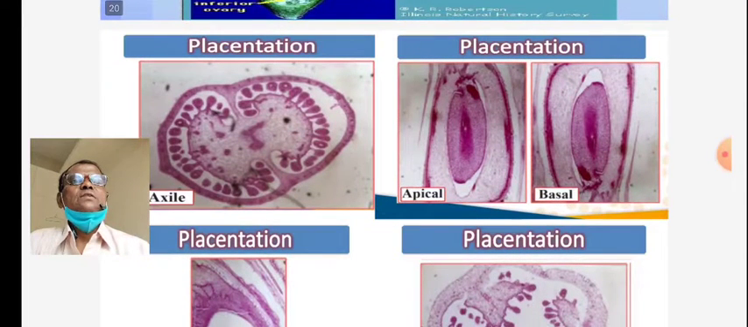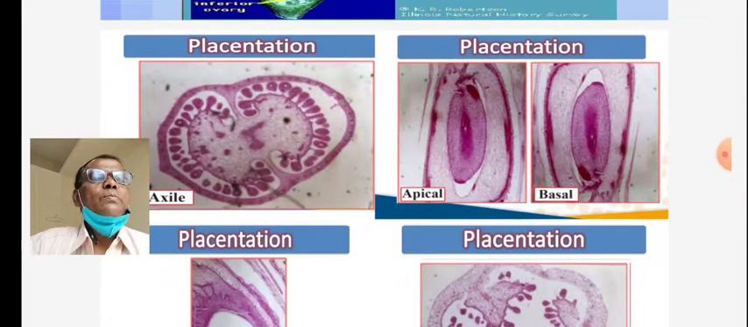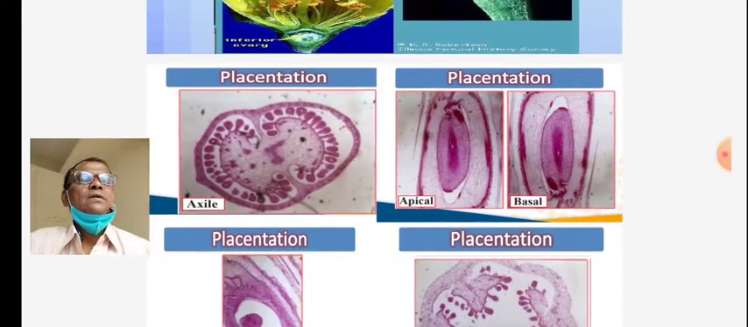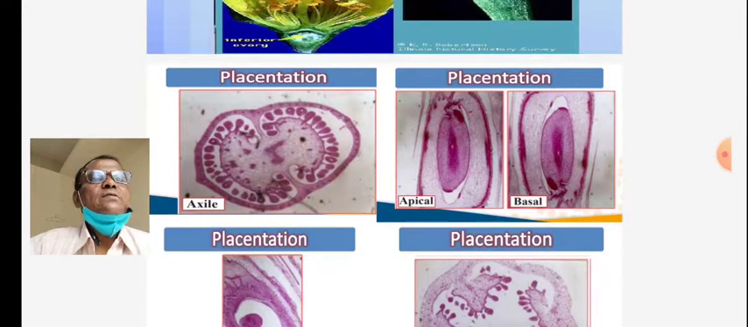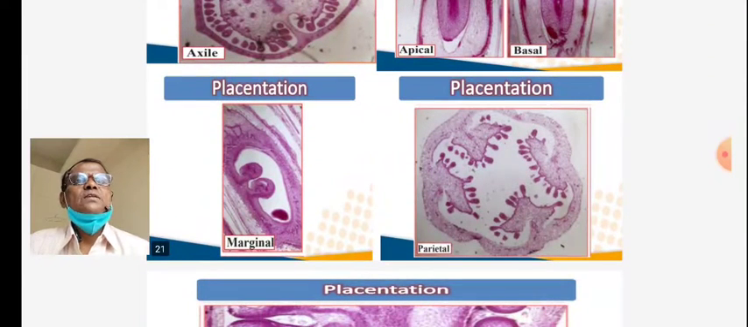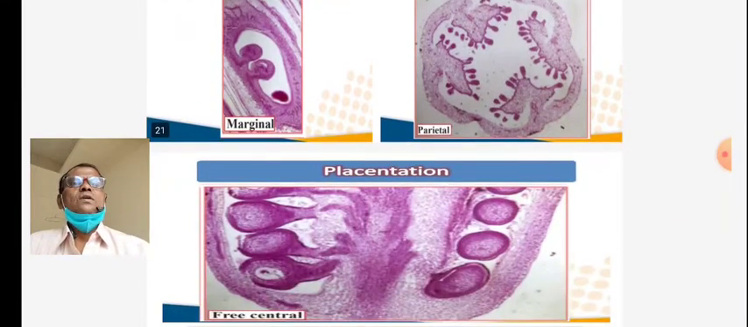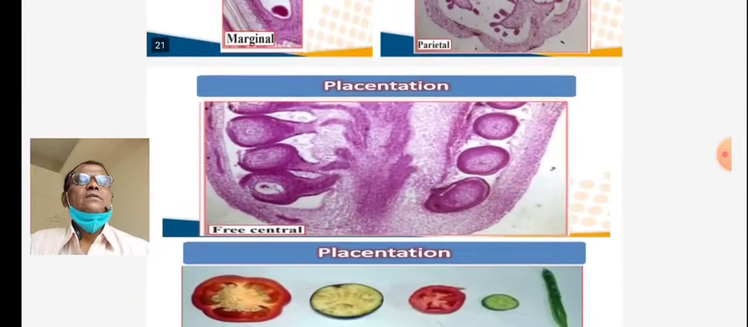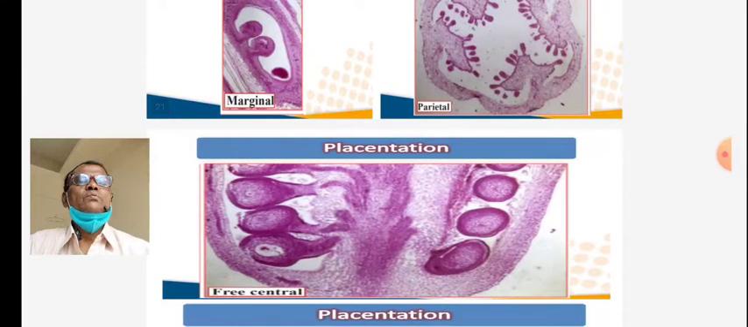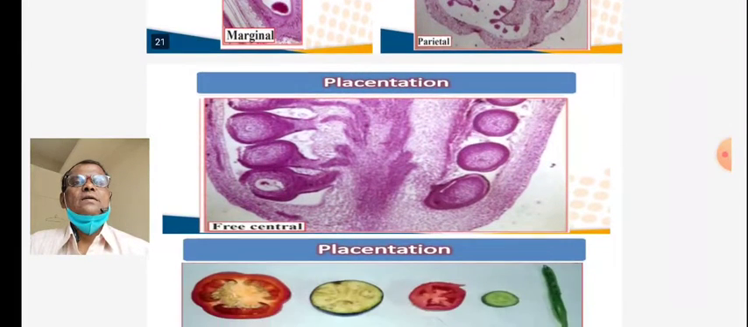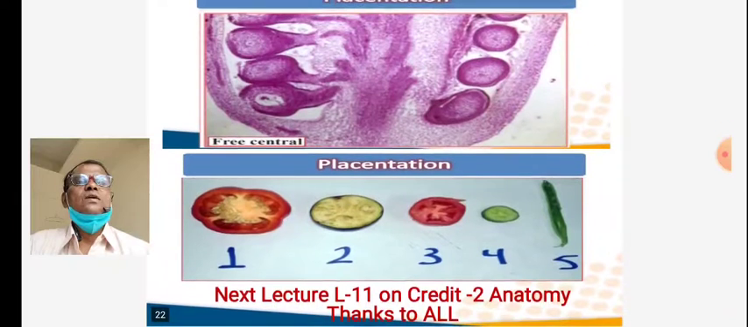So axile means it is bilocular and it shows the placenta on which ovules are attached. Then apical, at the apex the placenta is there. Basal placentation, at the base. Then marginal, at the margin, and parietal, that is more than one placenta, 2, 3, 4, like this. So it is called parietal. Then free central, you see the center is free, but from the base many ovules are there. So it is not single, so it is called this.